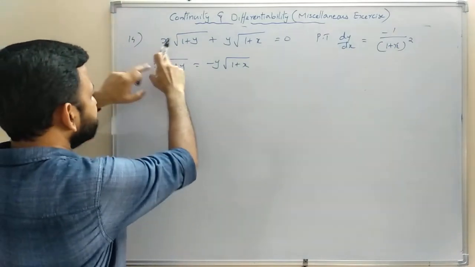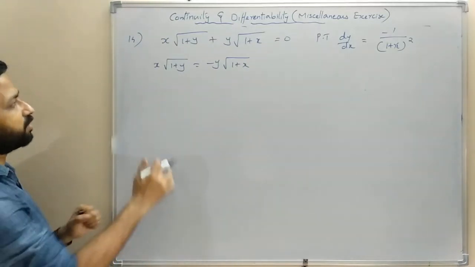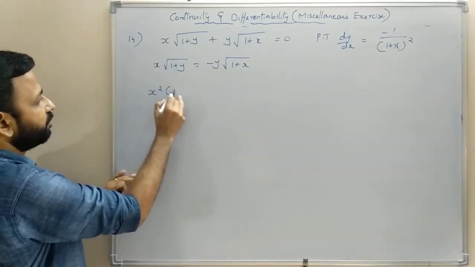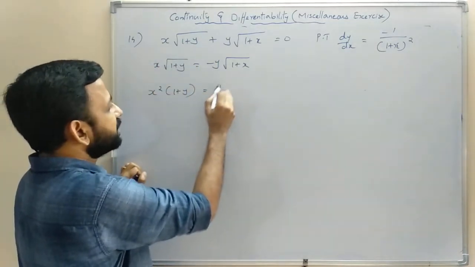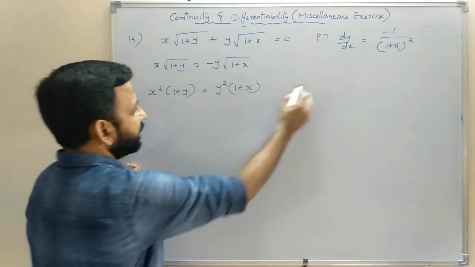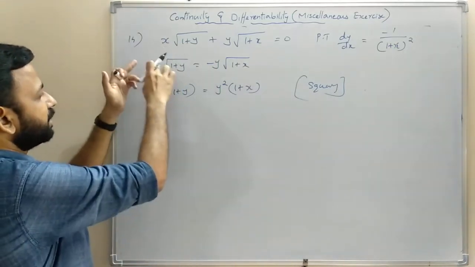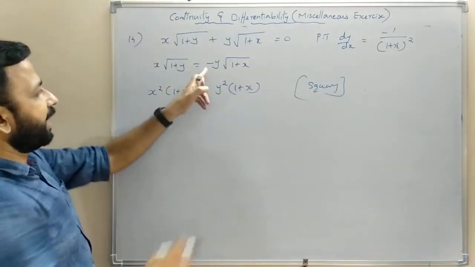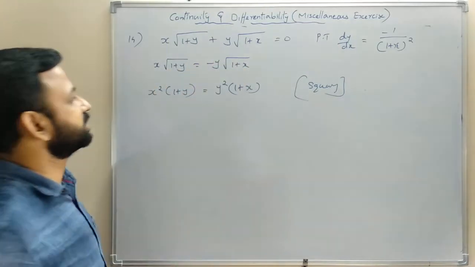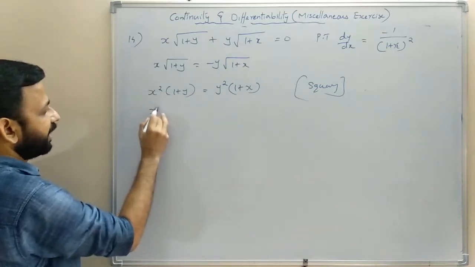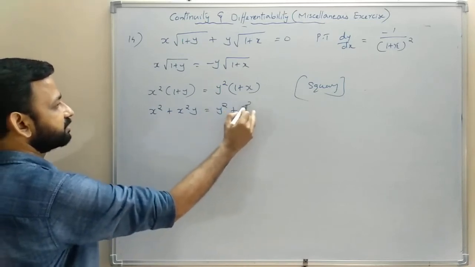So x into under root 1 plus y is equal to minus y under root 1 plus x. Then squaring both the sides. x square into 1 plus y is equal to y square into 1 plus x. So squaring, that is x square. Then squaring, radical and into cancel now. Again minus y whole square, that is y square. Then under root 1 plus x whole square, that is 1 plus x. Now open the bracket. x square plus x square y is equal to y square plus y square x.